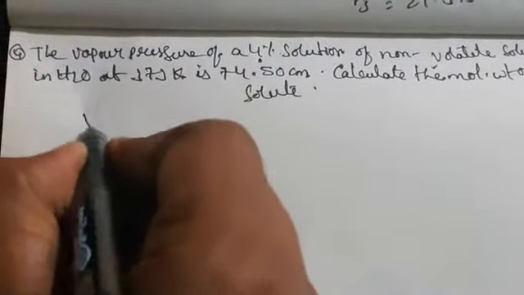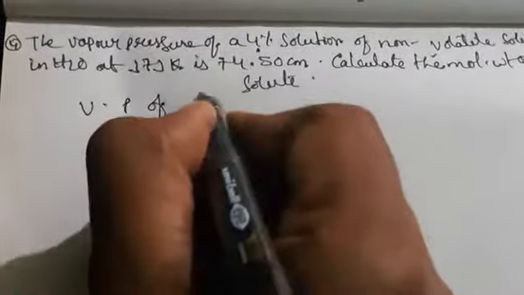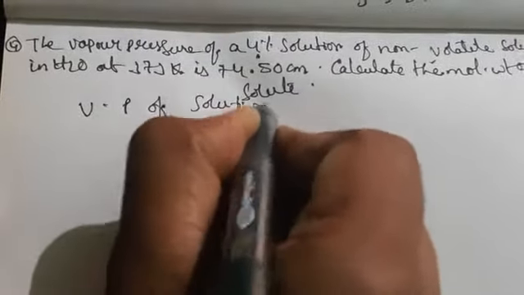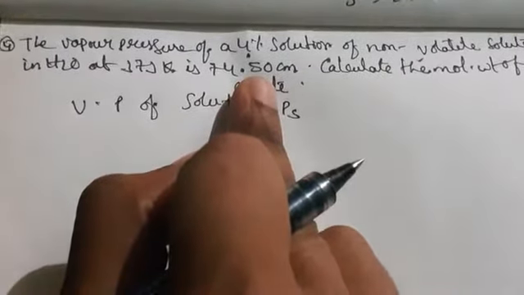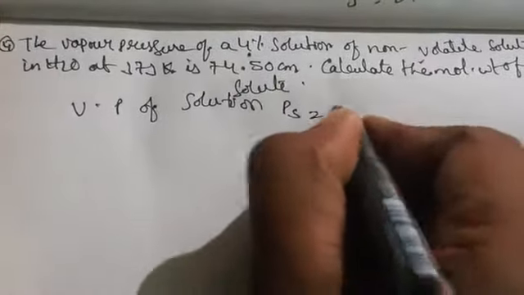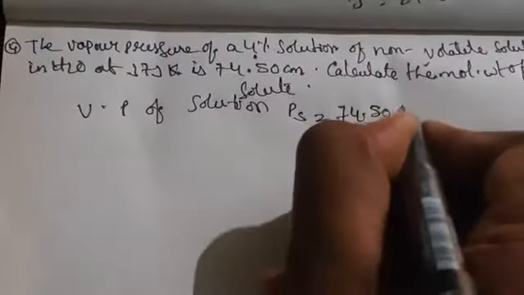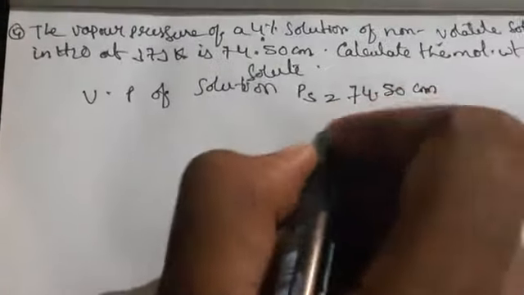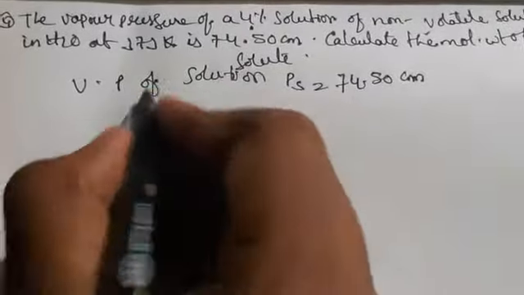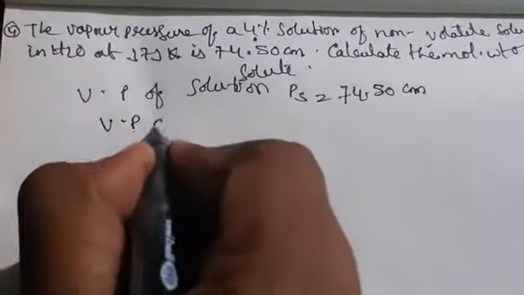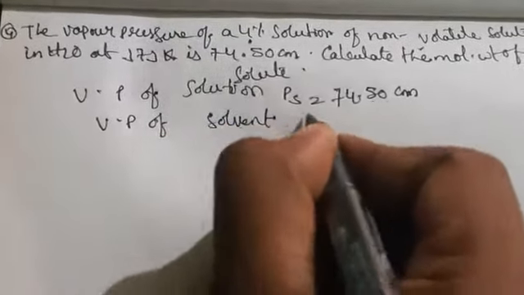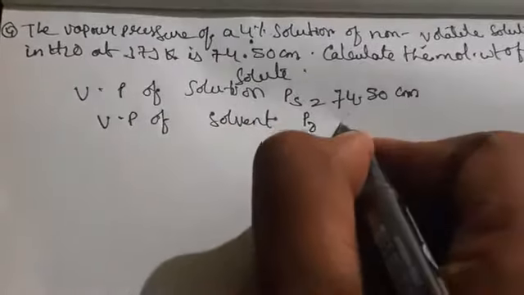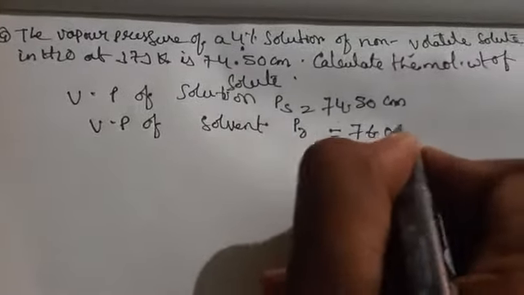Now let us see. The vapor pressure of the solution, that is PS. How much has he given? 74.50 centimeter. Okay, now the vapor pressure of the solvent, that is P naught, is equal to 76.0 centimeter.